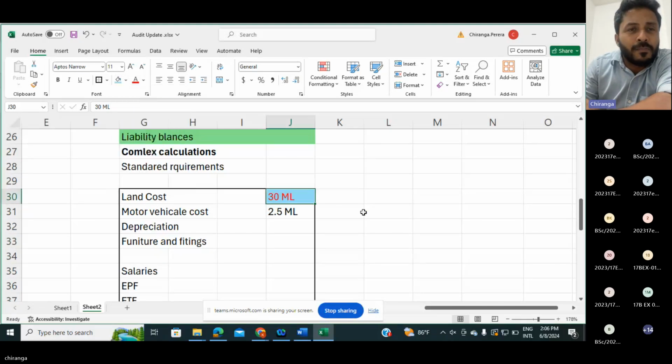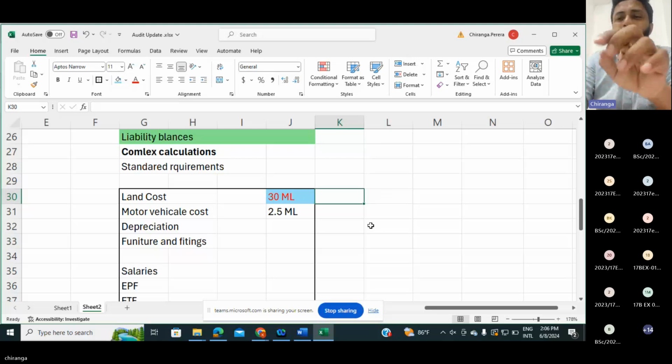This 30 million. So then what is the risk, balance level risk? Whether this 30 million is correct or not? Whether they have done the valuation correctly or not. Whether this 30 million is correct or not. So as auditor, this is a risk. So then that risk, we can calculate for this balance level.